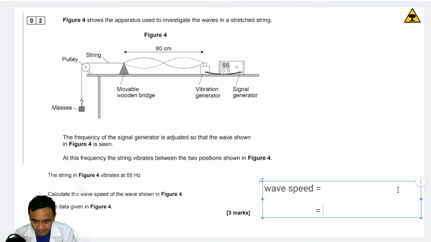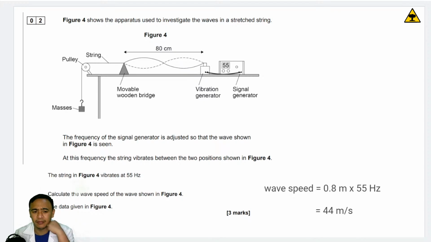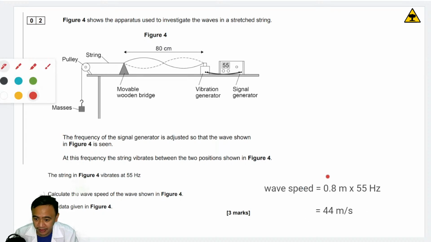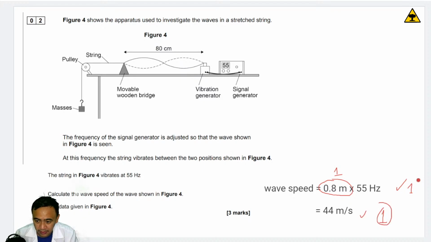44. How'd you get that? That is correct though, yeah? Yeah. So since it's measured in meters, I would convert the 80 centimeters into 0.8 meters. Since v is 55 hertz, it vibrates at 55 hertz, it'll be 55 times 0.8, which is 44. All right. So this is correct. Where's the third mark? In case you're wondering, the third mark is the conversion here. So that's the first mark, this is the second one, and this is the third one.